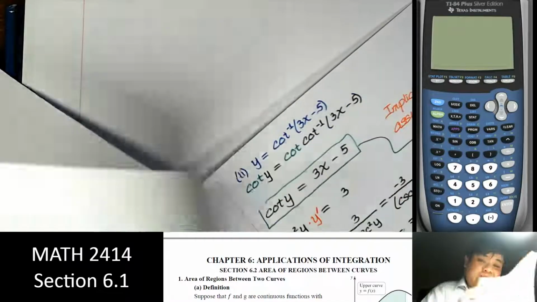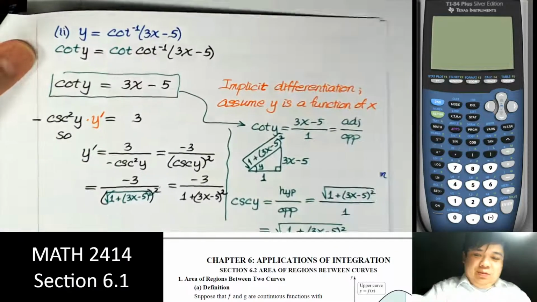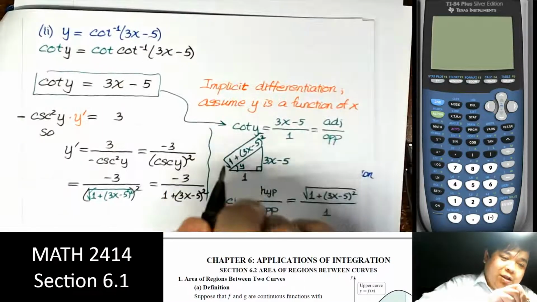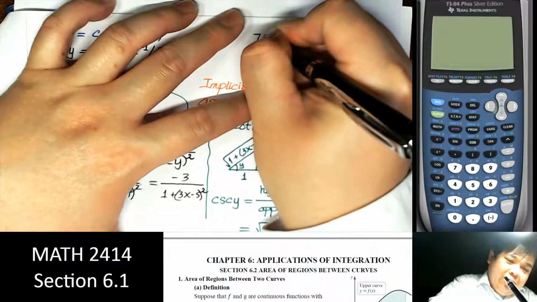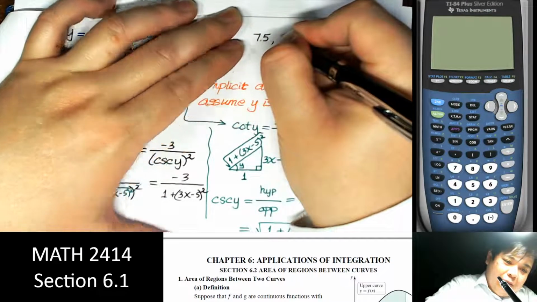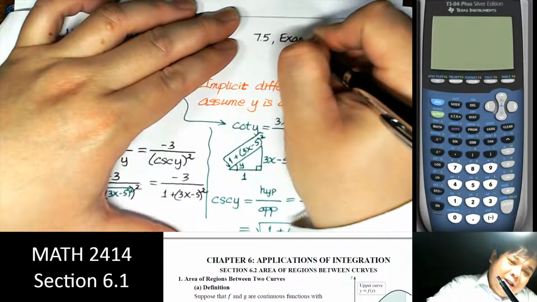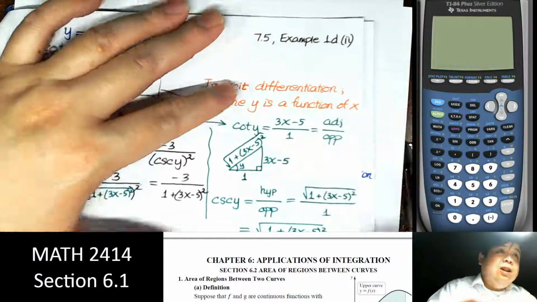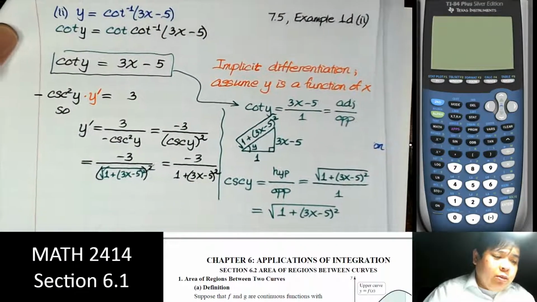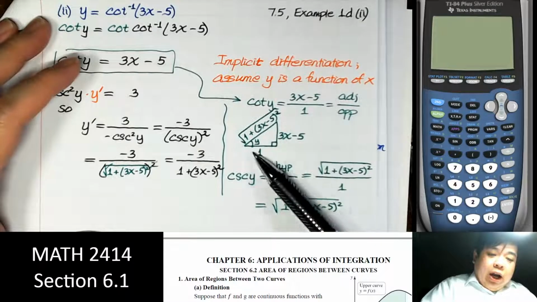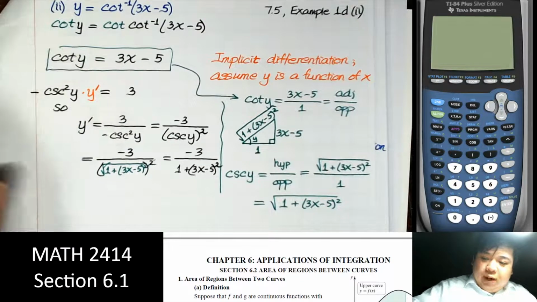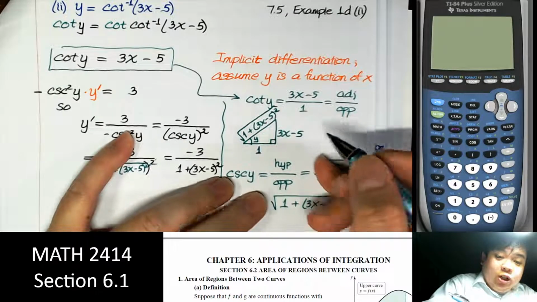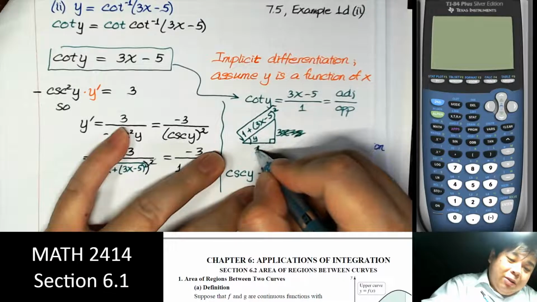One D2, right. So once again, this is 7.5, 1D2. Right. So yeah, I'm here. I switch this to cotangent, adjacent over opposite, which is correct, but I put it on the wrong place.